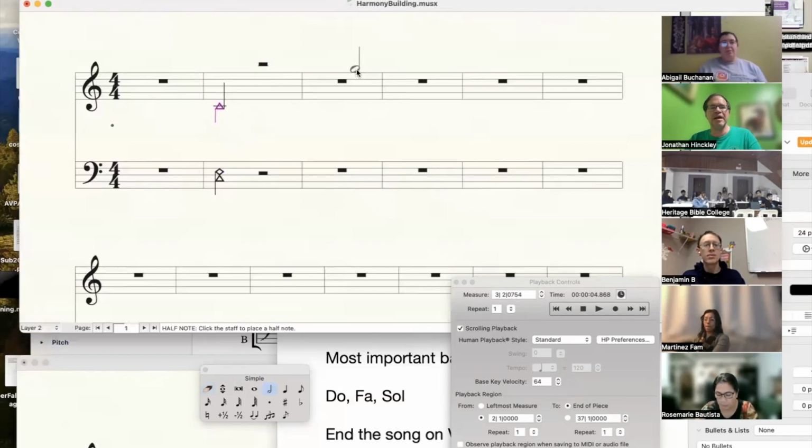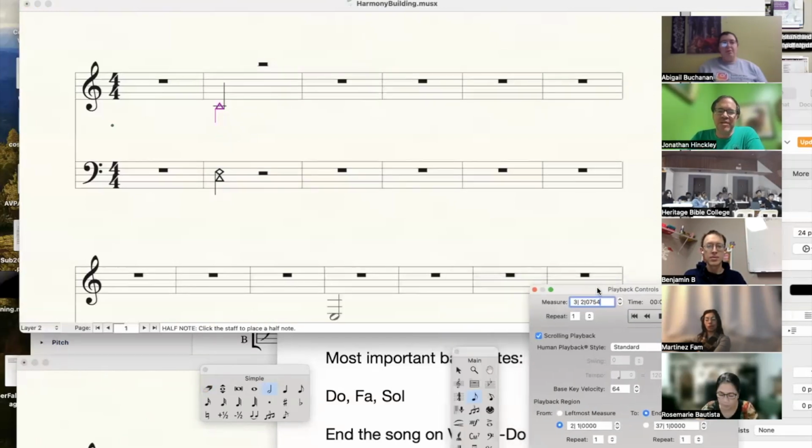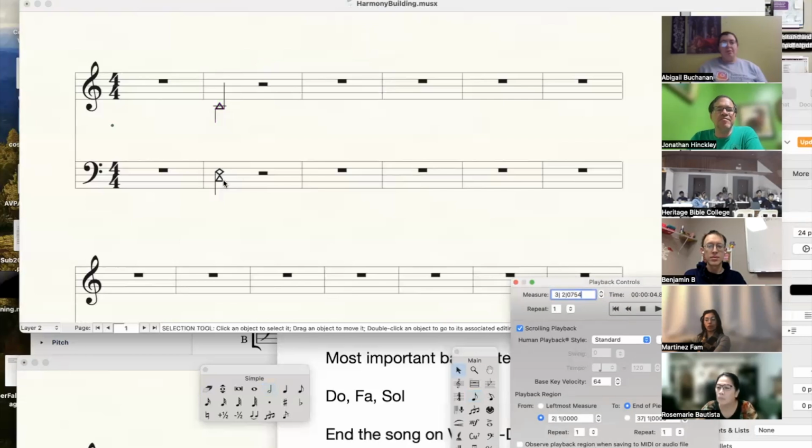Let's analyze that chord there. What do we have? We have, where's my tools? There we go. We have the bass, do, the tenors, mi, and then what's going on up here? They're together in one. The sopranos and altos are singing do.